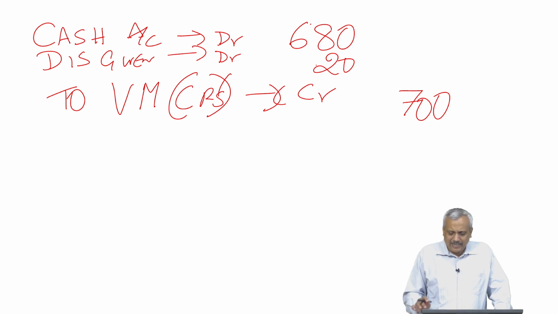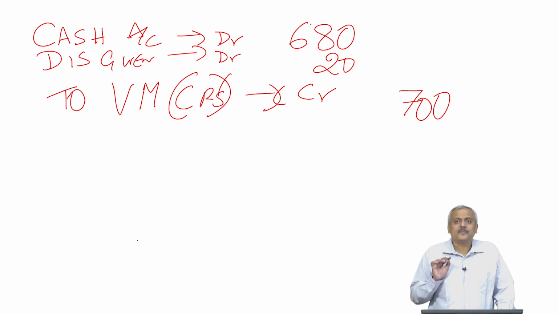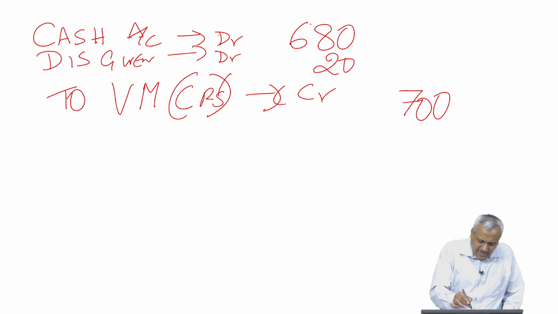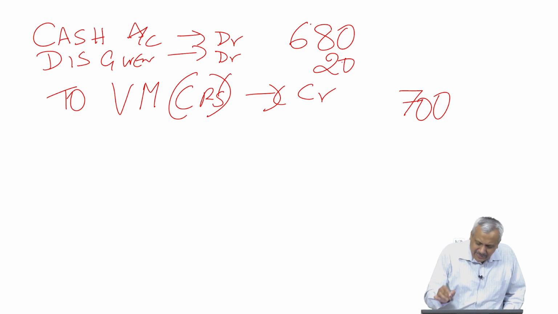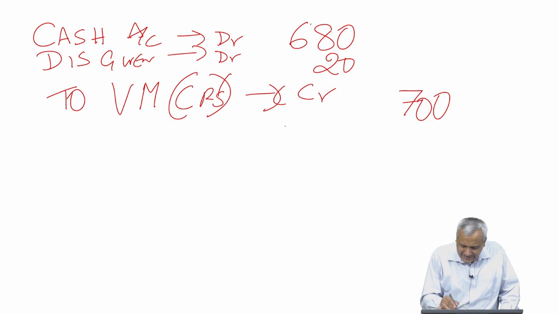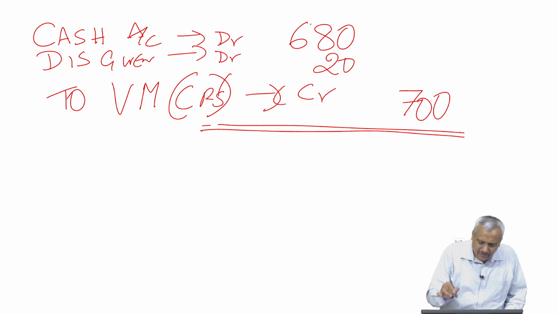So, what happens? He was supposed to pay me $700. He has come with $700 to me. Out of that, I have taken a cash of $680. I have given him a discount of $20. So, as far as he is concerned, the $700 which he was supposed to pay is complete. The transaction is completely closed out there.